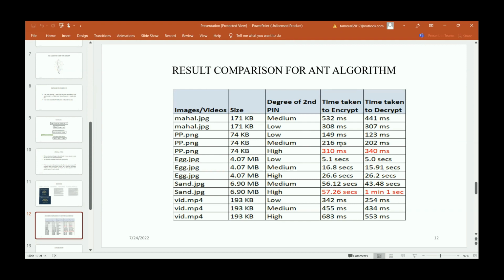So the result was like this. I have analyzed almost 50 plus combinations of images and videos. So 90% of the time, the decryption was taking less time by using this ANT algorithm technique. 10% of the time, yes, decryption was taking more time. So that was the result of this comparison of the ANT algorithm.